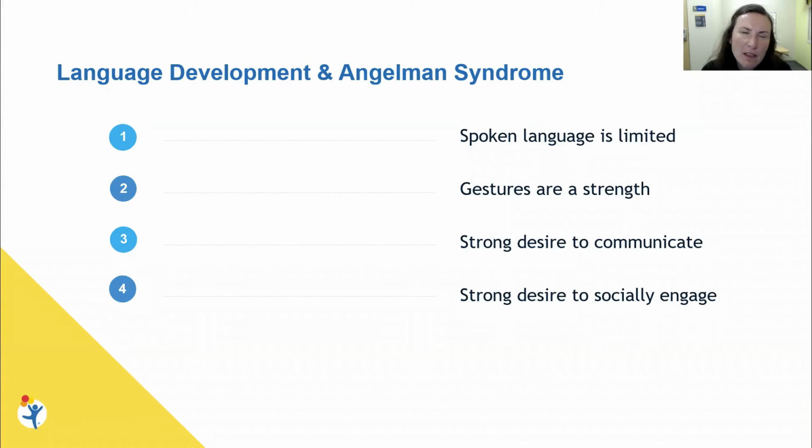What does this look like specifically with Angelman syndrome? Generally, we know that spoken language is limited. We know that gestures are a strength, that individuals with Angelman syndrome do have a strong desire to communicate, and they have a strong desire to socially engage. These are such wonderful strengths, and we really, really need to capitalize on them. These are mostly focused on expressive language, and the reason why is because we're still learning a lot about the receptive language of individuals with Angelman syndrome. So for the receptive language, we always want to presume that they have the capability to learn, and we want to show them and give them access to as many opportunities to communicate.